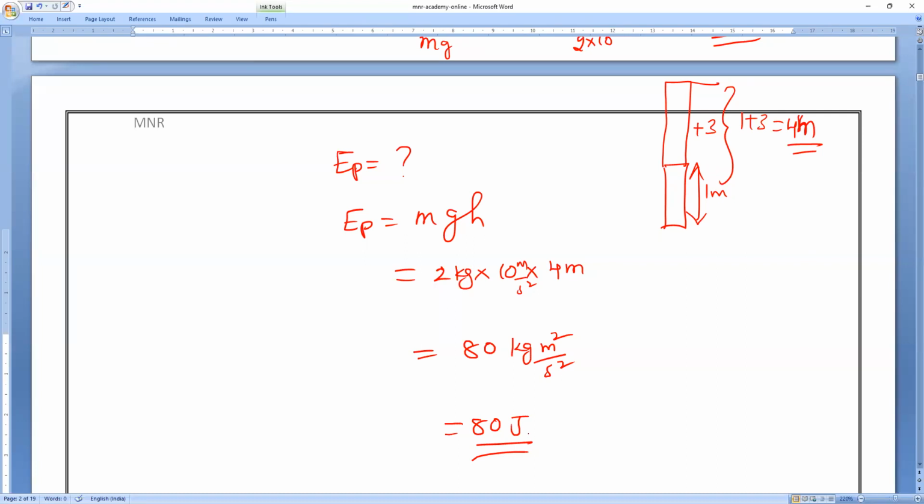They will give you some height and they will mention the potential energy. And then they will say from there it has been taken somewhere up or down. If it is brought down, you have to minus it. If it is going up, you have to do the plus. Do you understand, everybody? Clear? Yes, sir.